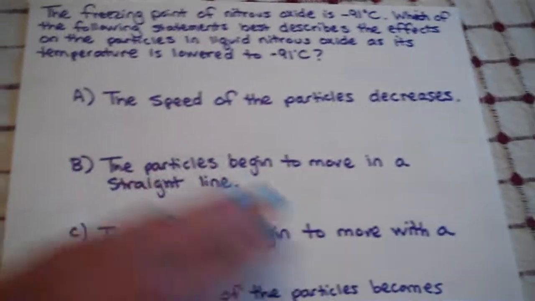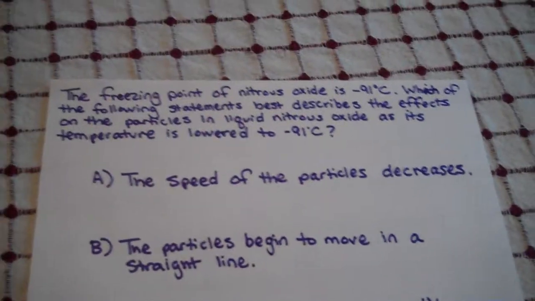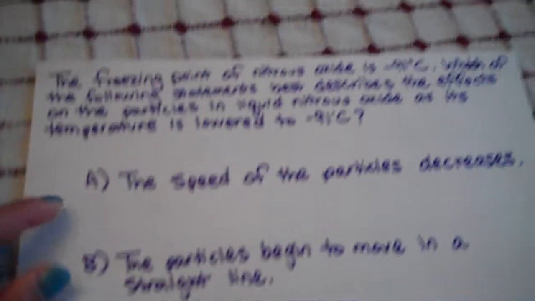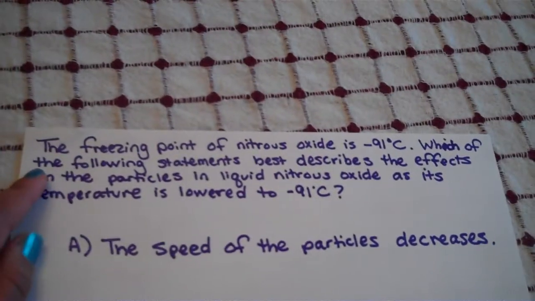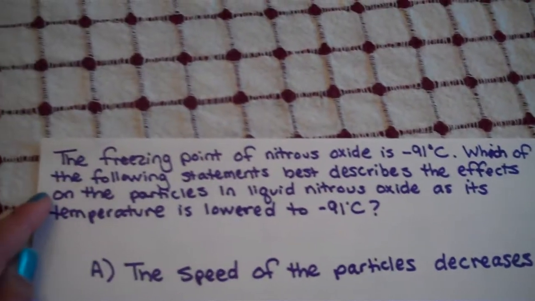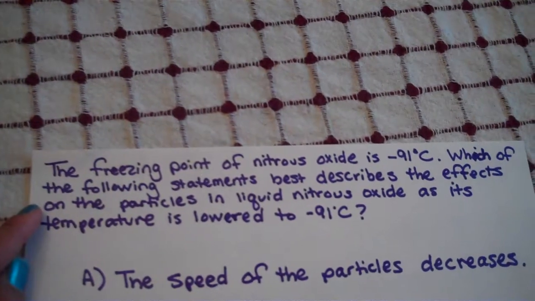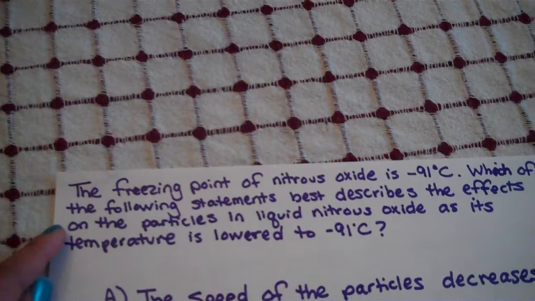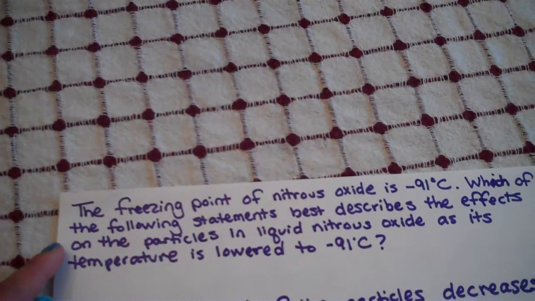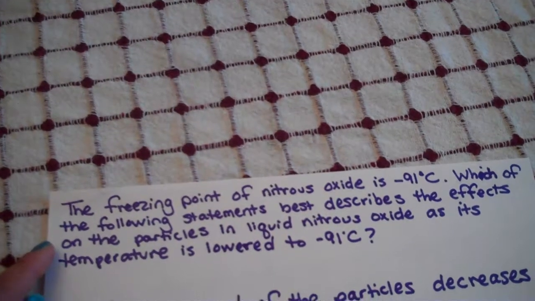In this next one here, what we have is the freezing point question. So it has to do with phases of matter. Okay, so we have the freezing point of nitrous oxide is -91 degrees Celsius. Which of the following statements best describes the effects on the particles in liquid nitrous oxide as its temperature is lowered to -91 degrees Celsius?